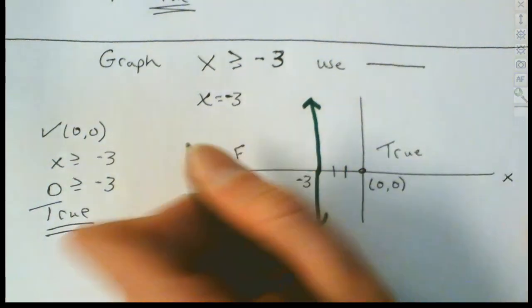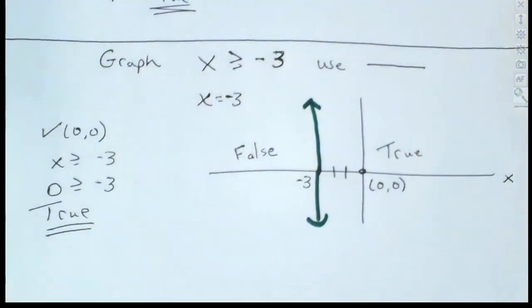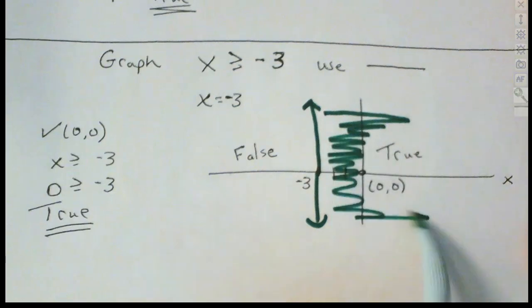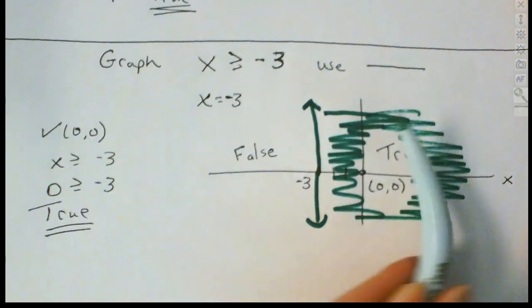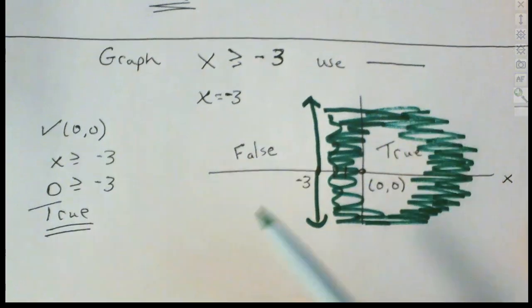The line splits. So 0, 0 is true. That means we're going to have to shade back to the right, aren't we? So it's going to look like this. So that's what your graph will look like. Okay.